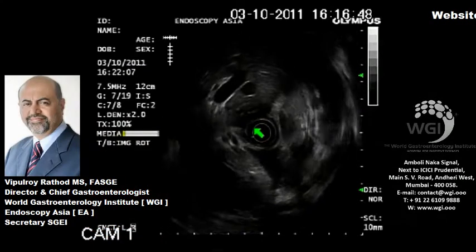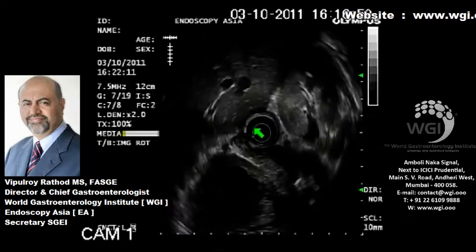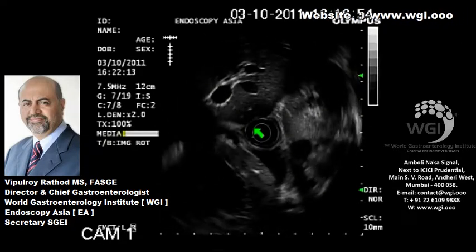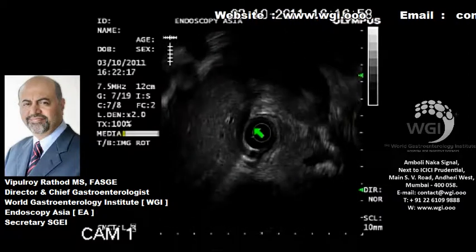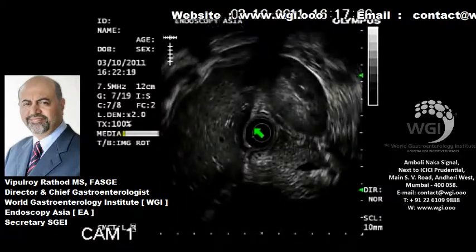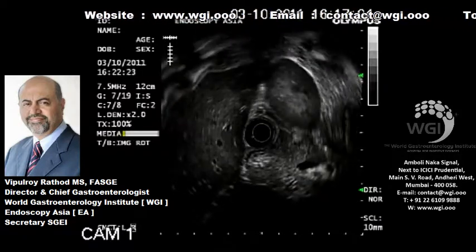A 46-year-old gentleman was referred to us with a suspected mass in the perigastric region on other imaging studies, and the patient has some weight loss.